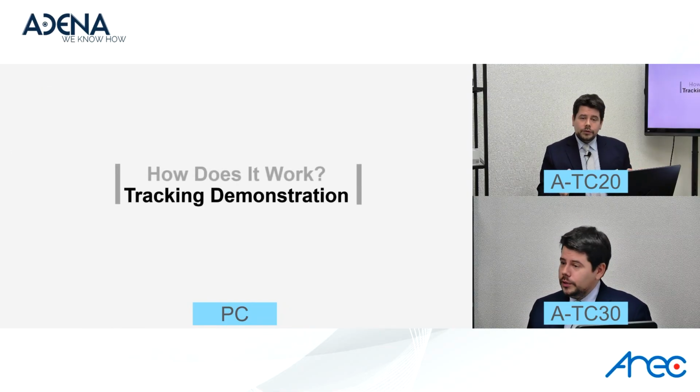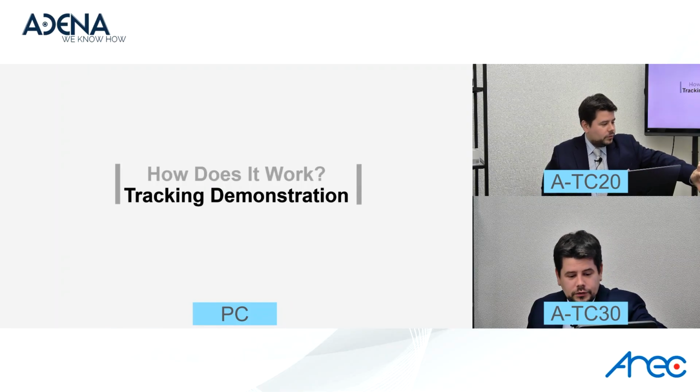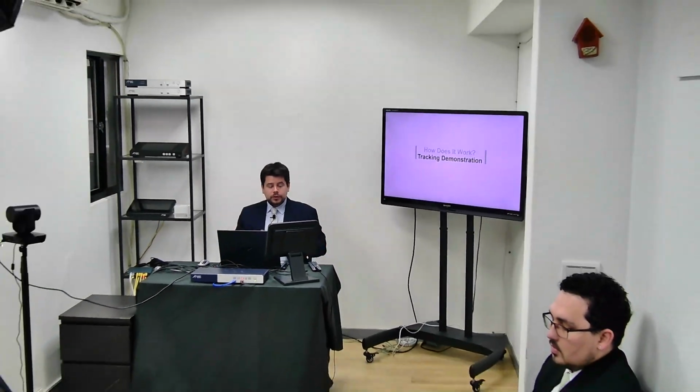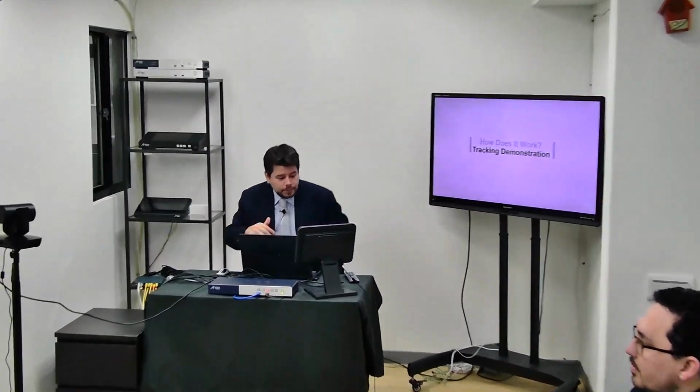And now let's take a look at how the tracking functions, specifically on A-TC30. So I have A-TC30 right here, and there are different ways you can start tracking with A-TC30. You can start it through the remote, or you can do it also through the web interface. Now, in my case, I'm going to use the remote, so I just clicked on Start the Tracking, and basically the camera now follows me.